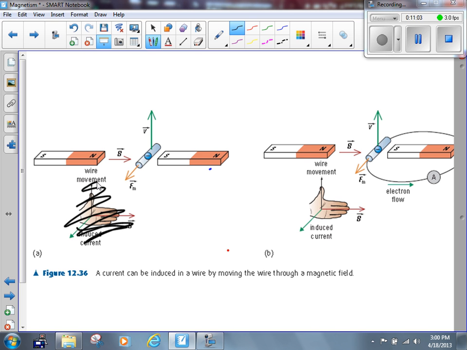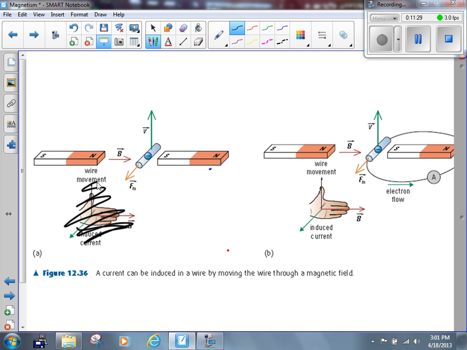Well, if this electron starts moving out of the page, it's flowing along the wire. What do we call that? When electrons are flowing through a wire, what do we call that? It's an electric current. So I've just generated an electric current moving electrons through a wire simply by pushing the wire physically with my hands or whatever, as long as it's exposed to an external magnetic field.